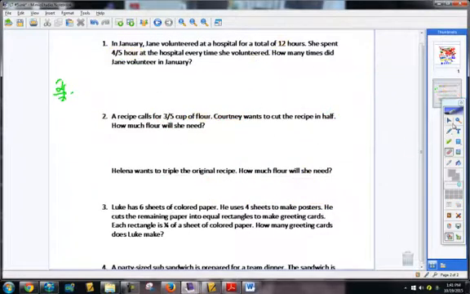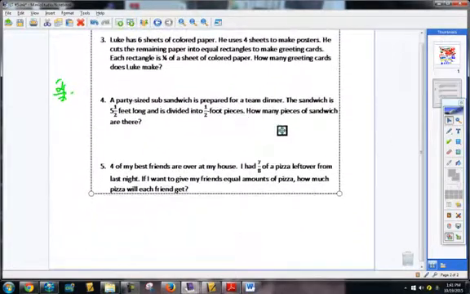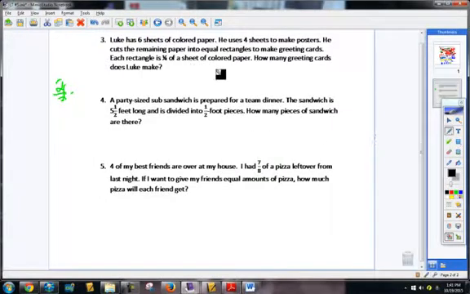Let me move this up a little bit. There we go. Okay. Luke has 6 sheets of colored paper. He uses 4 sheets to make posters. He cuts the remaining paper into equal rectangles to make greeting cards. Each rectangle is 1/4 of a sheet of colored paper. How many greeting cards does Luke make?